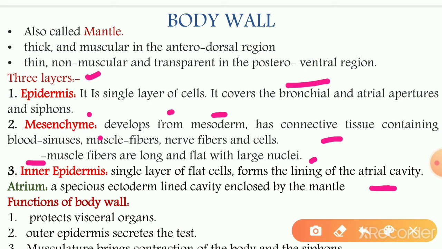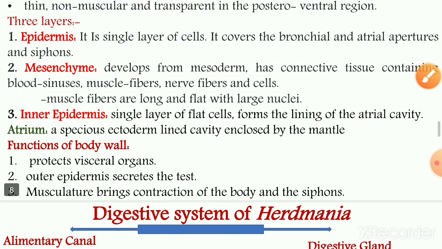Now what is the atrium? It is a spacious ectoderm-lined cavity that is enclosed by the mantle. So the atrium is a cavity that is lined by ectoderm, and it is enclosed by which layer? Mantle layer. The functions of the body wall are: they protect visceral organs.